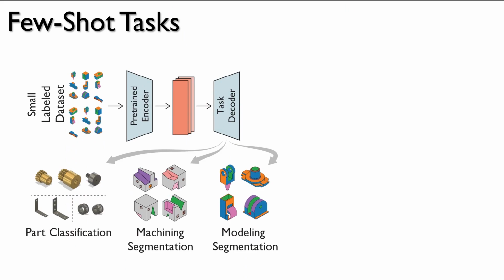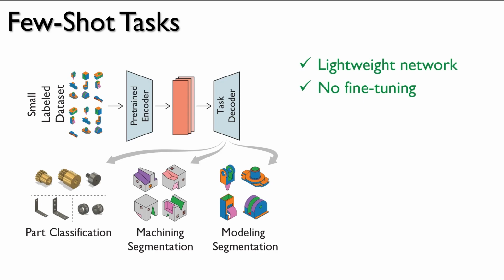Now that we have encodings of BREP faces, we will use them to learn new task-specific decoders for useful problems from very little data. These task-specific networks are very small and lightweight, do no fine-tuning of the encoder, and do not require the sophisticated algorithms from CAD kernel software for training or inference.